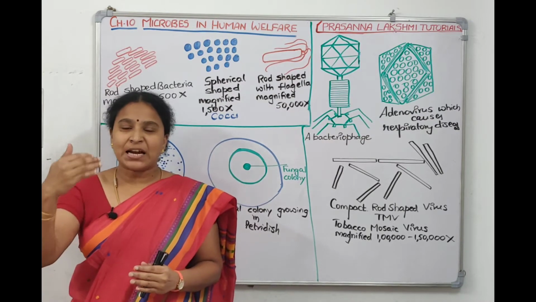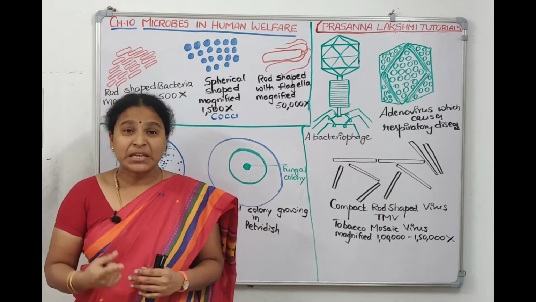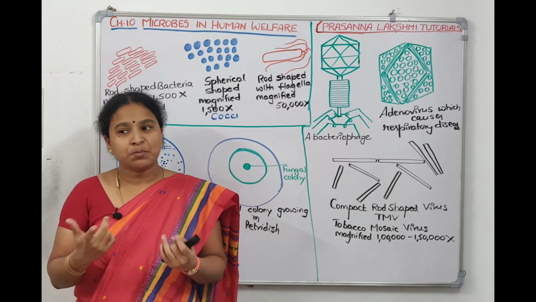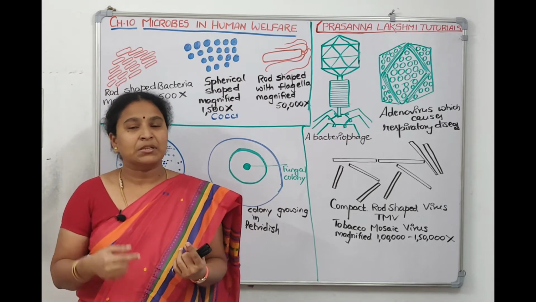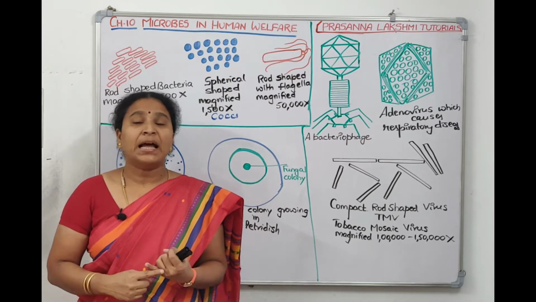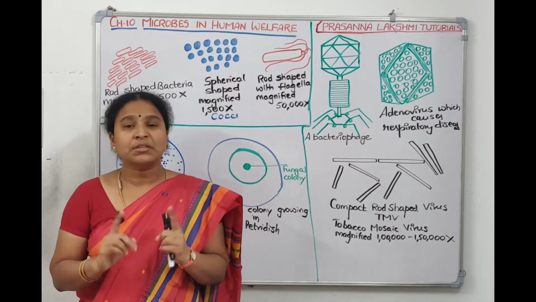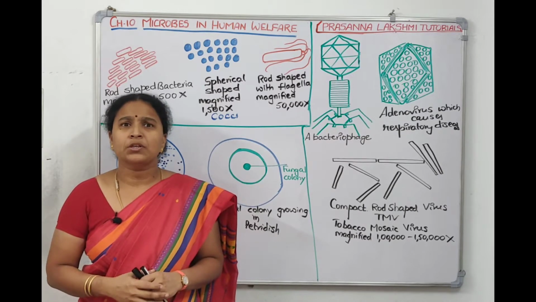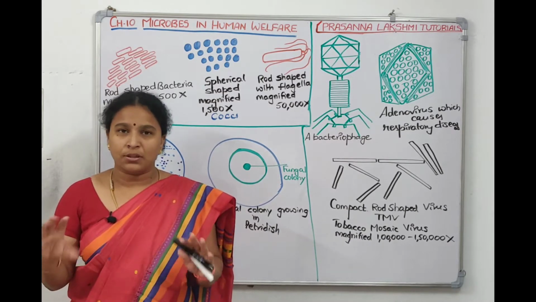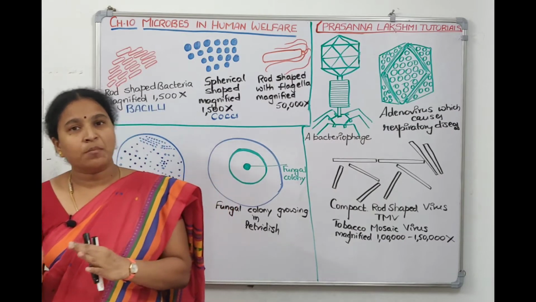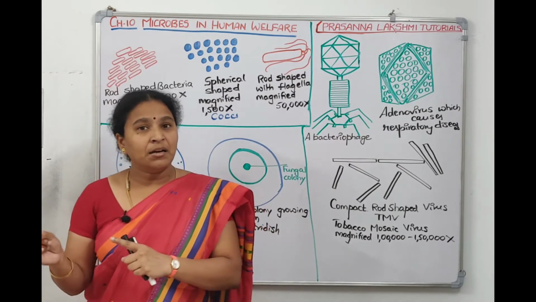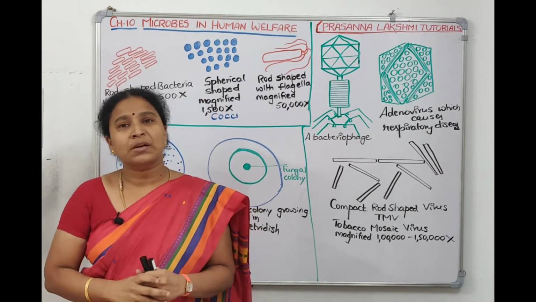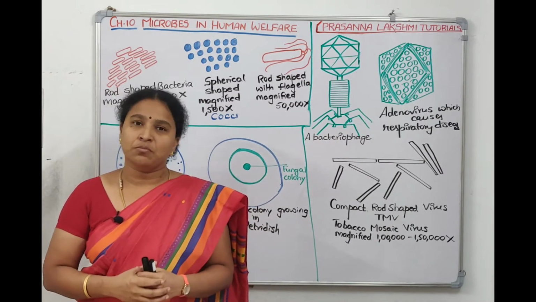The introduction starts the chapter in this manner: besides macroscopic plants and animals. Macroscopic organisms means those which are visible to us, they are plants and animals. Besides macroscopic plants and animals, microorganisms are the major components of the biological system present on the earth. So microscopic forms are there, macroscopic forms are there. Under macroscopic, plants and animals will come. Under microscopic forms, microorganisms will come.